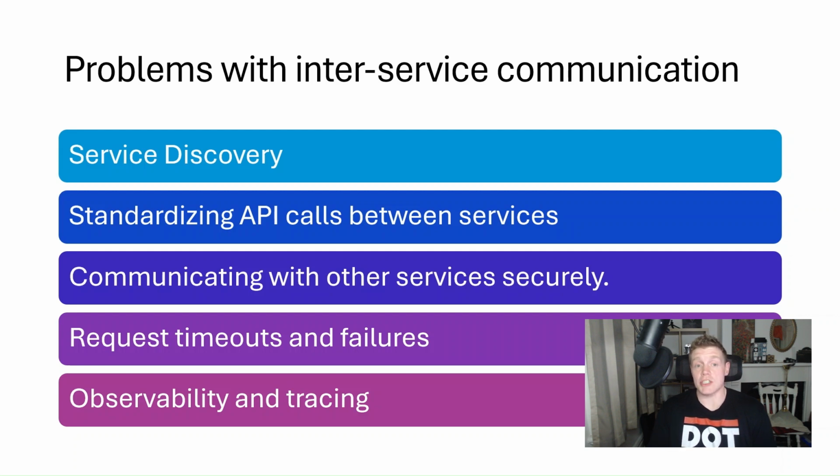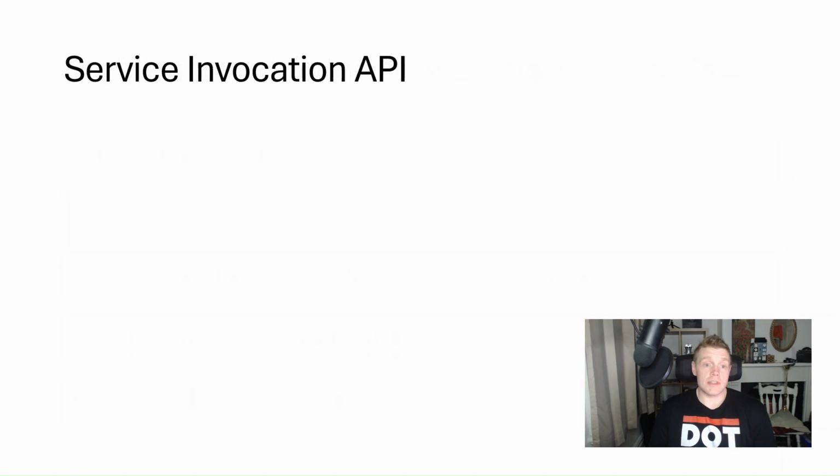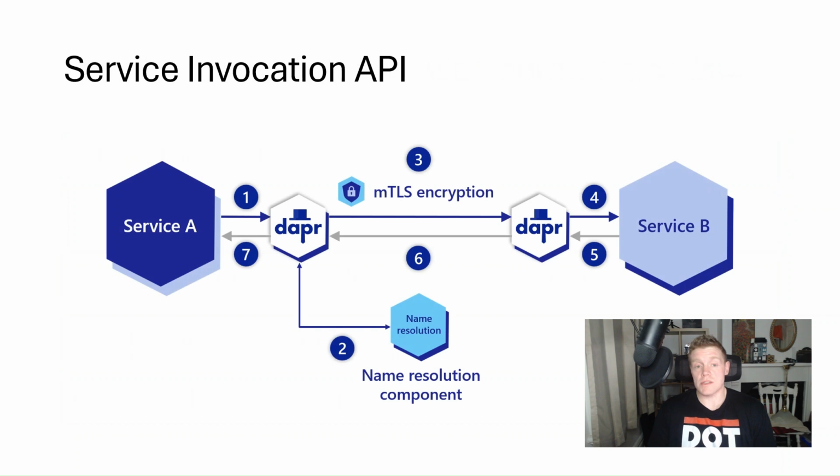Now, what Dapr has is the Service Invocation API that helps address these problems. It acts similar to a reverse proxy with built-in service discovery, while also providing distributed tracing, encryption, metrics, and error handling. So let's take a look at the following diagram to see how service invocation works.